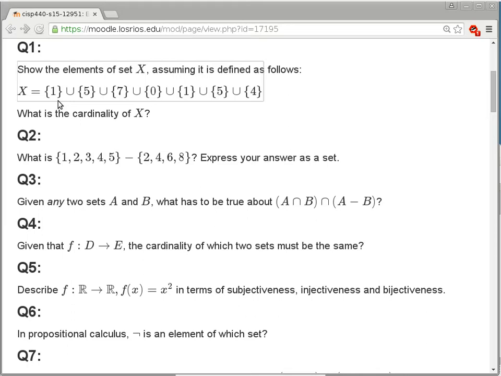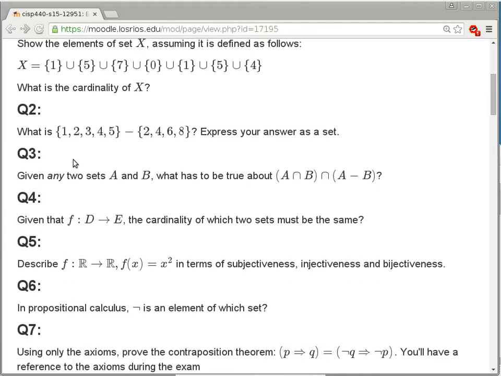That's the bottom line. And then the second part of this question, which is what is the cardinality of X? That's easy, right? Because once you know there are exactly 5 elements, 5 is finite, and it's easy to say, okay, the cardinality is just 5. Are there any questions about question number 1?